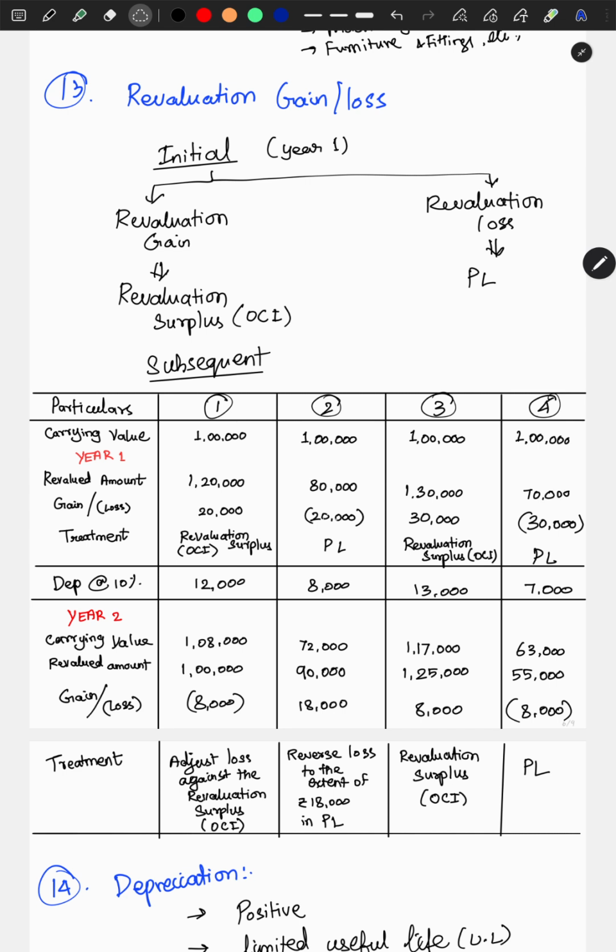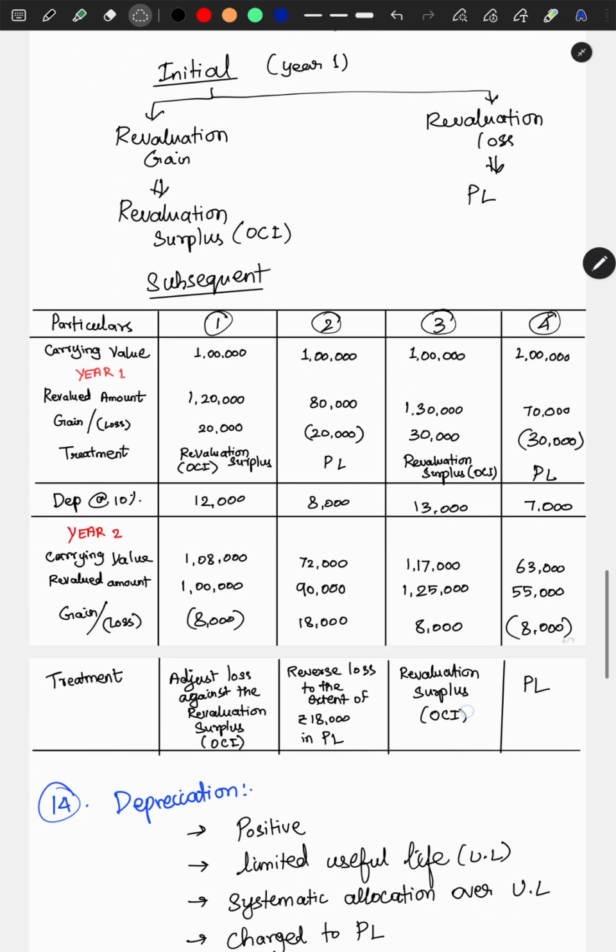Same way, now going to the second scenario, carrying value same 1 lakh, revalued amount is 80,000. So there is a loss in the first year of 20,000, which will go to P&L. Then depreciation of 8,000 on the revalued amount, then the carrying value becomes 72,000. Now the revalued amount is 90,000. There is a gain. In the previous year there was a loss, now there is a gain of 18,000. So we should not move it to revaluation surplus. We already have a loss, so first we have to adjust to that extent. So reverse the loss to the extent of 18,000 in P&L.